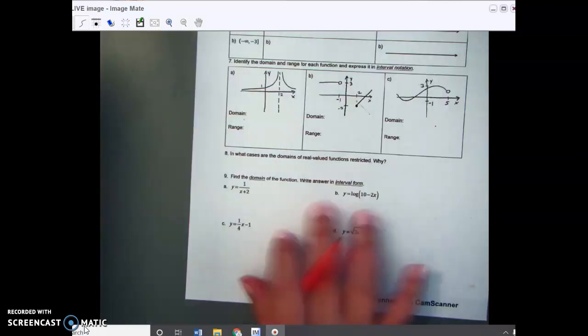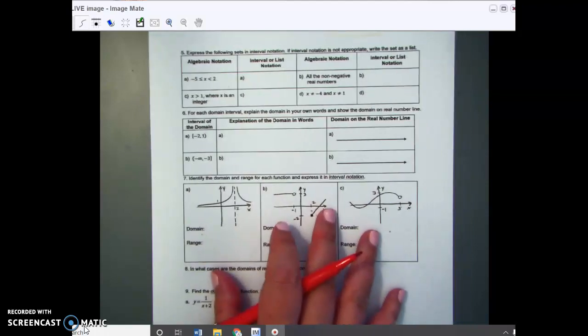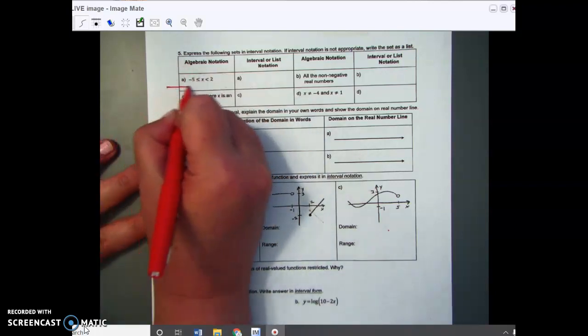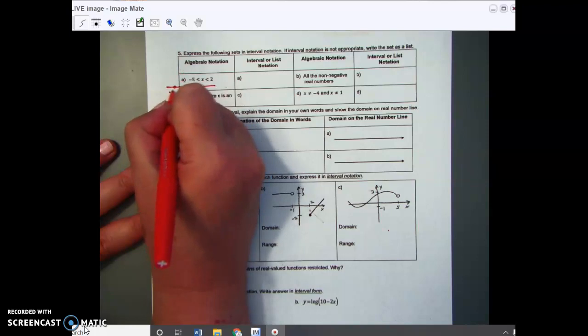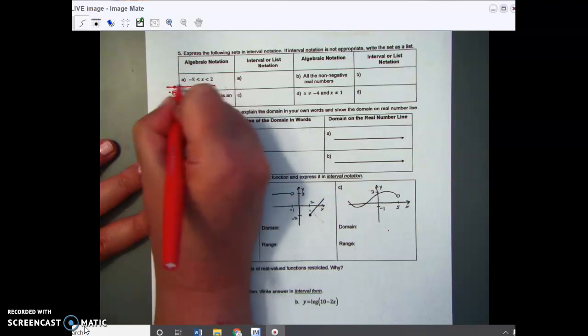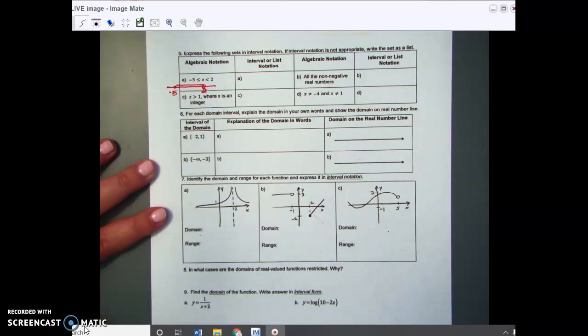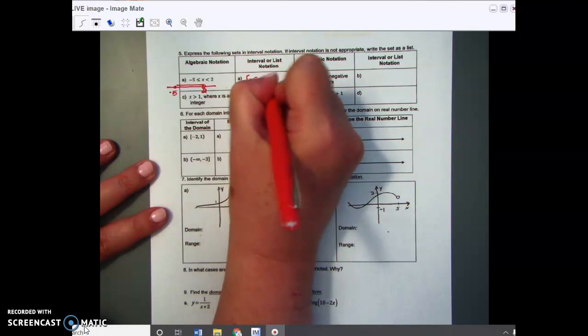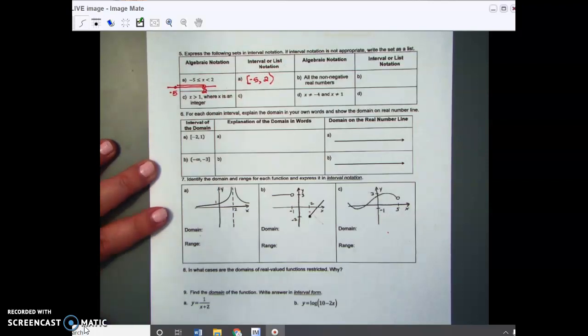All right, so then looking at the next page, this one is saying express the following sets in interval notation, and if it's not appropriate, write the set as a list. So this is exactly the same as the previous problems, just without the number line. So if we take a look at this one, this is saying all the numbers between -5 and +2 where 2 is not included. So it's just one interval that we're talking about. And so it's going to start at -5 included and go to +2 not included.